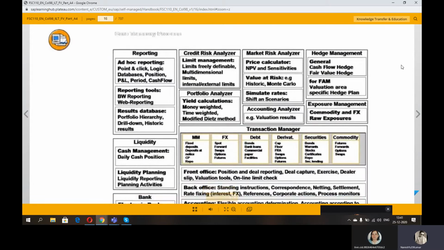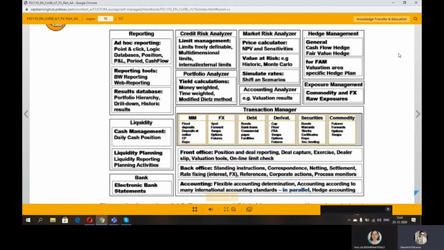Okay, so this is an overview where the reporting will be taken. From the reporting, the credit risk analyzer, market risk analyzer, hedge management. Credit risk analyzer is based on limit management, limits freely definable, and multidimensional limits, internal or external limits, and market risk analyzer is based on price calculator, NPV and sensitivities, value at risk, for example historic, Monte Carlo like that, and simulate rates like SWIFT and scenarios. So accounting analyzer will be taken, for example valuation results.